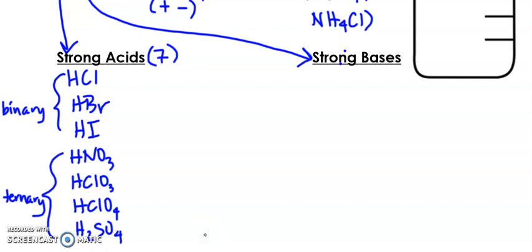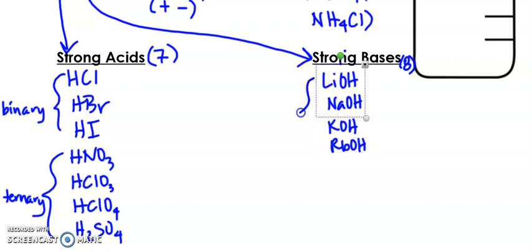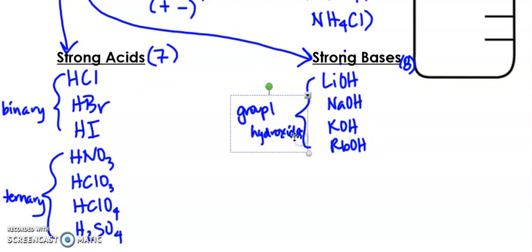So the strong bases, there are 8 of these. And these are going to be your group 1 and group 2 hydroxides. So your group 1 hydroxides are lithium, sodium, potassium, and rubidium hydroxide. Oops, I missed cesium. So these are all your group 1.